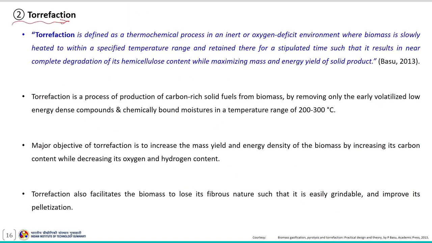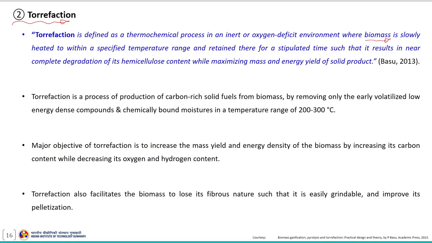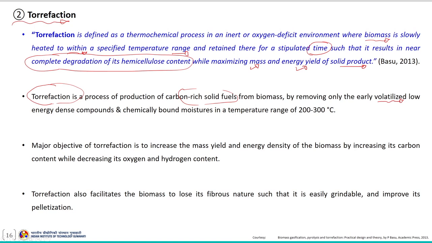And the next in the thermochemical conversion processes is torrefaction. Torrefaction is defined as the thermochemical conversion process carried out in inert or oxygen deficient environment, where the biomass is slowly heated to within a specified temperature range and retained there for a stipulated time, such that it results in near complete degradation of its hemicellulose content, while maximizing the mass and energy yield of the solid product. Because the torrefaction process is a well-known process for the production of carbon-rich solid fuel from biomass by removing only the early volatilized low energy dense compounds and chemically bound moisture in the temperature range of 200 to 300 degrees C. And that is the limit of torrefaction reaction. It is carried out between this temperature range.